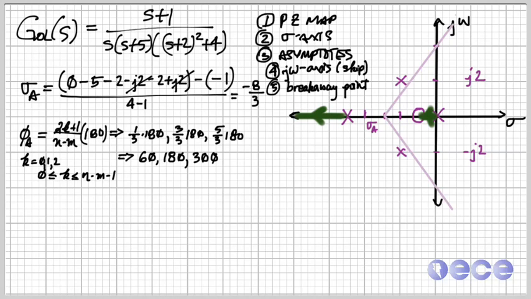So what's the breakaway point? The breakaway point doesn't really exist here because the two poles are already off the real axis. So the breakaway point for this particular example is not applicable. The next part that we're going to calculate is the angle of departure and angle of arrival. So step 6, angle of departure / arrival.